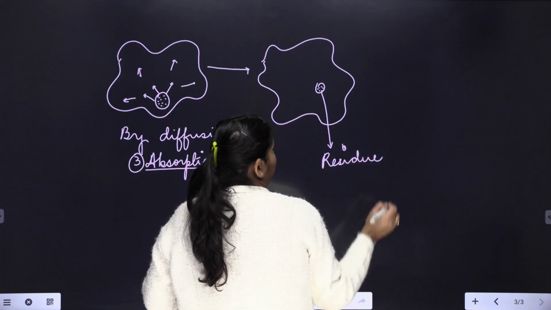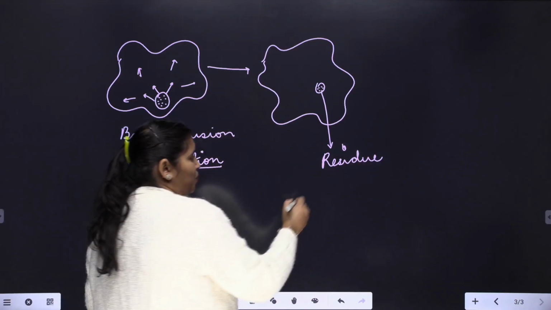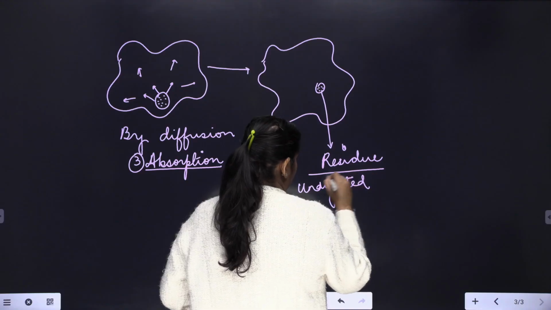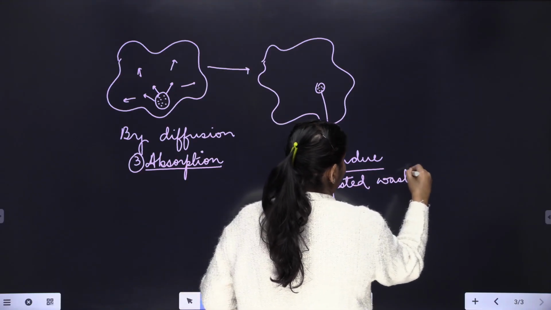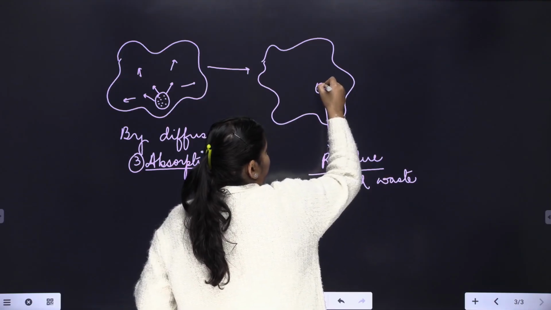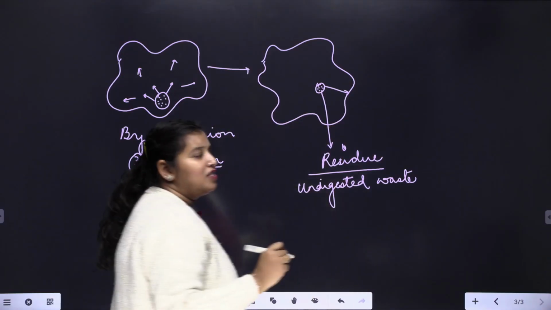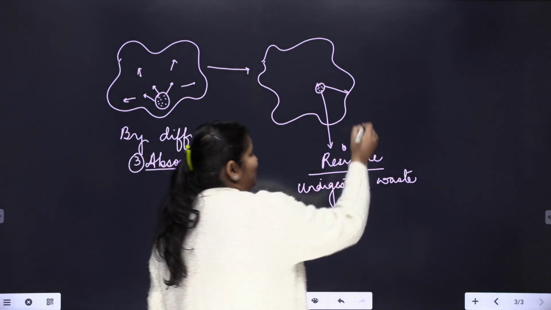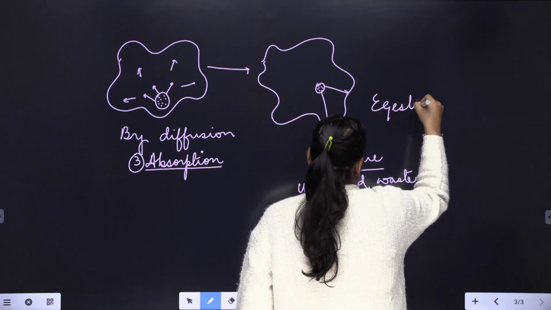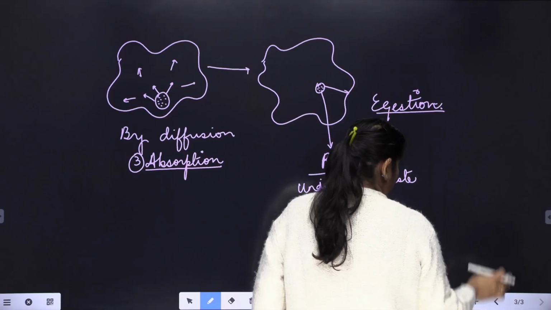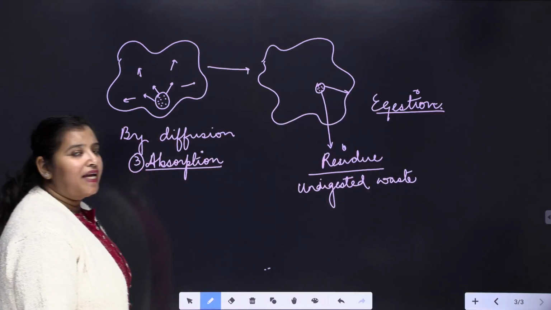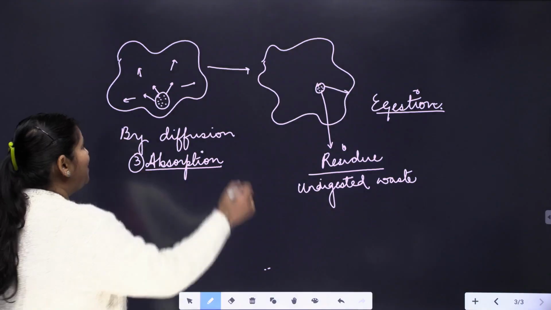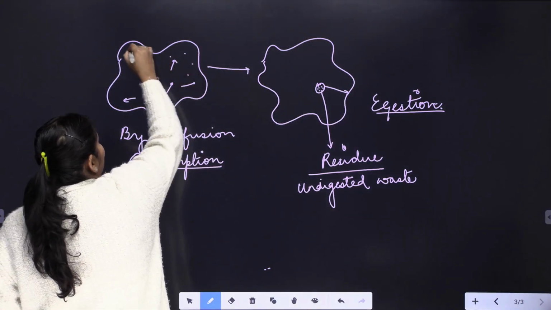These are the residues, that is the waste, the undigested waste. And this undigested waste in the vacuole only comes and attaches itself to the membrane, and then it is released off from the cell surface by the step of egestion. So first step was ingestion, second was digestion, third is absorption. Where's the fourth step? Assimilation. Assimilation means here the food particles will be utilized.